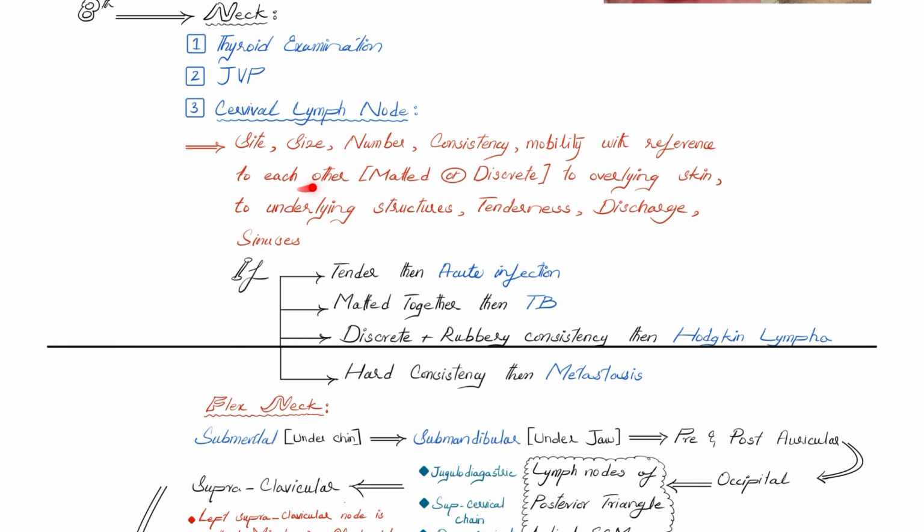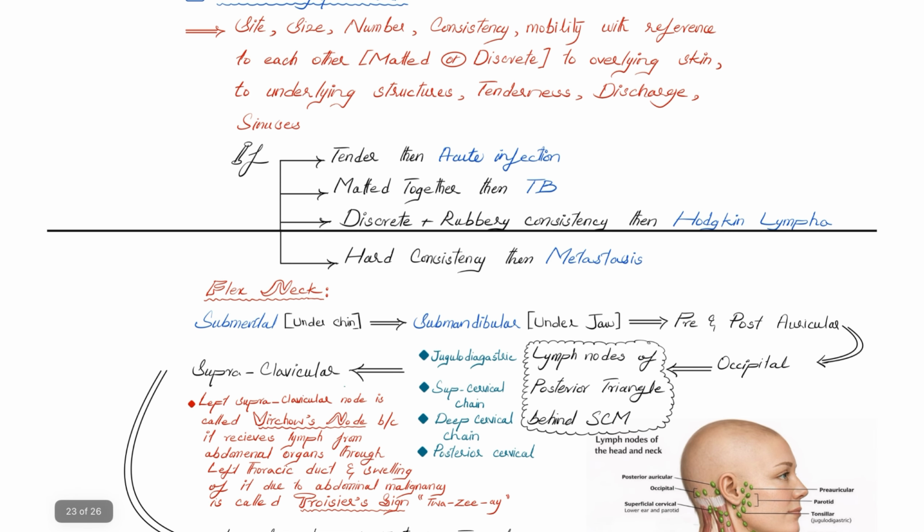to each other. If they are not mobile with reference to each other, this is called matted, and if they have mobility, it is called discrete. And then check their mobility with reference to overlying skin or underlying structures. Check for tenderness, any discharge, or sinus formation. If the cervical lymph nodes are tender, this can be because of acute infection.